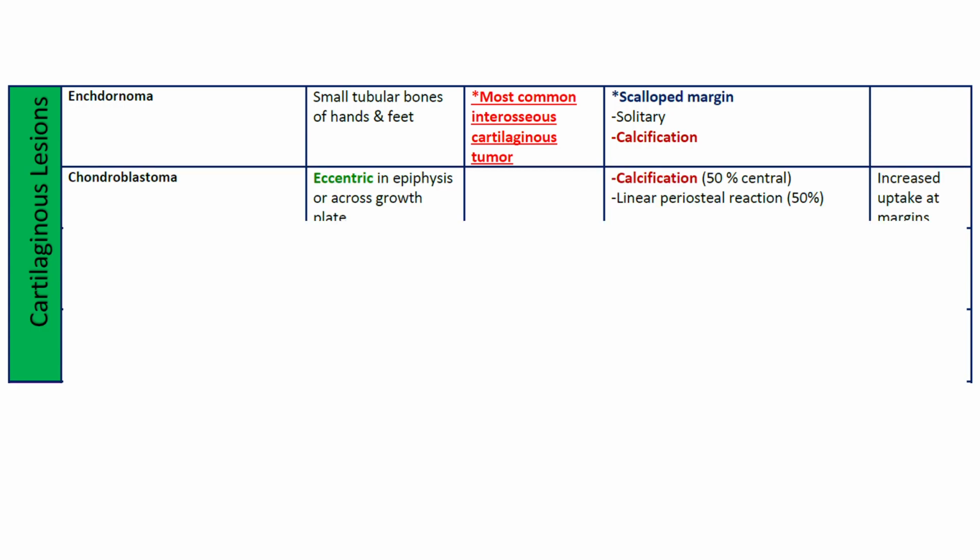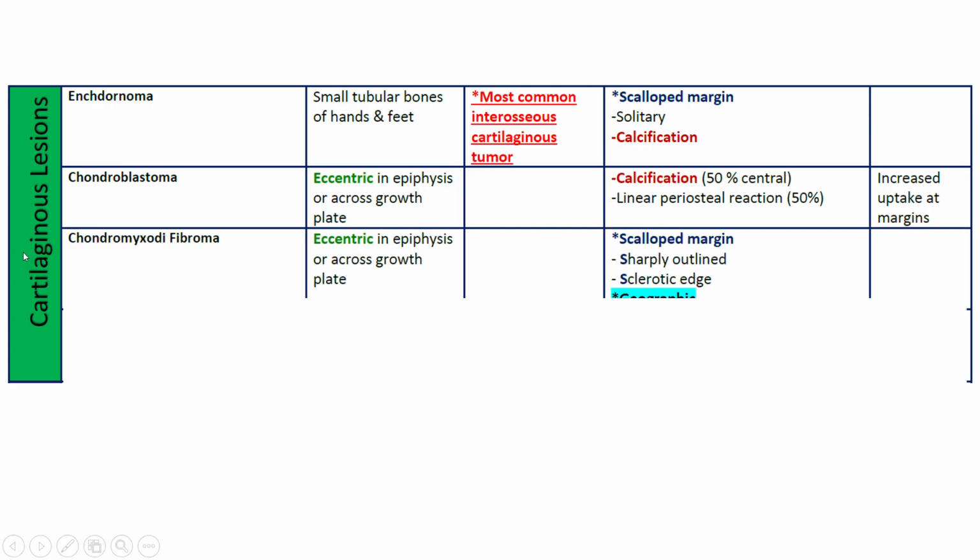For chondroblastoma, let's first talk about this memory aid. Any lesion starting with the word chondro is usually affecting the epiphysis, because this lesion is usually affecting the cartilage, and the cartilage is usually located in the epiphysis. So chondroblastoma is eccentric in the epiphysis or across the growth plate, usually calcified, 50% central calcification, and there is usually linear periosteal reaction representing also 50%. The bone scan will show increased uptake at the margin.